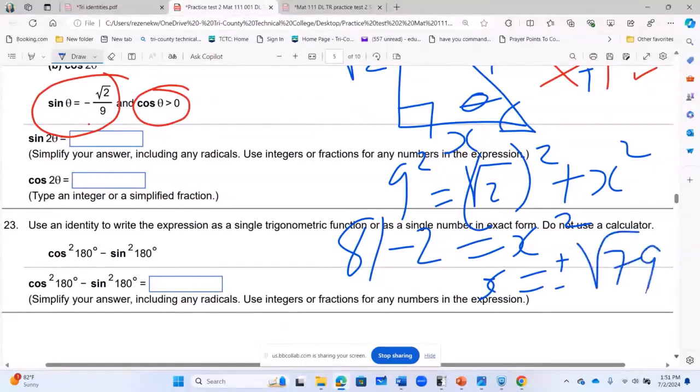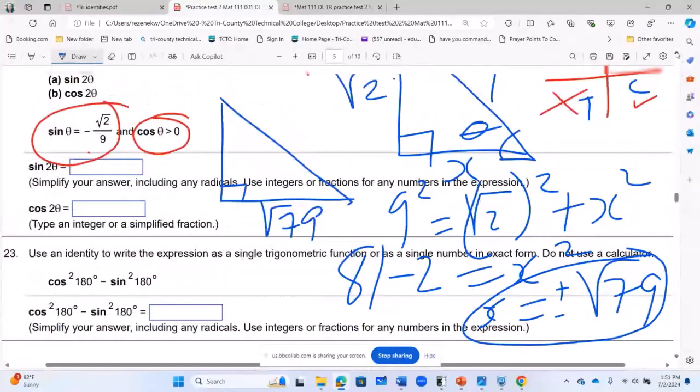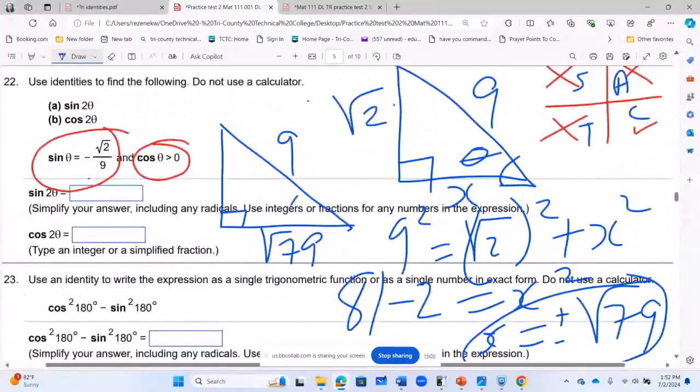If you don't agree, let me know. If I make a mistake, let me know. So I have x equal to plus or minus square root of 79. Then I'm going to redraw this here. All right. The missing side is x, square root of 79. The hypotenuse is 9. The opposite to theta is root 2. Well, I'm done because I already know everything in this right triangle.